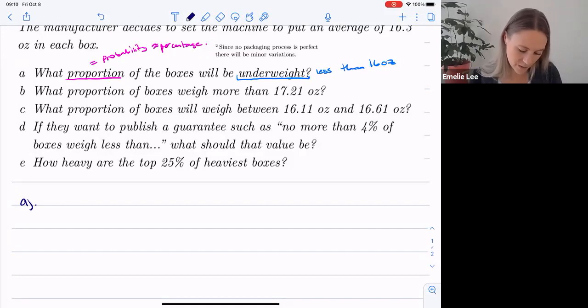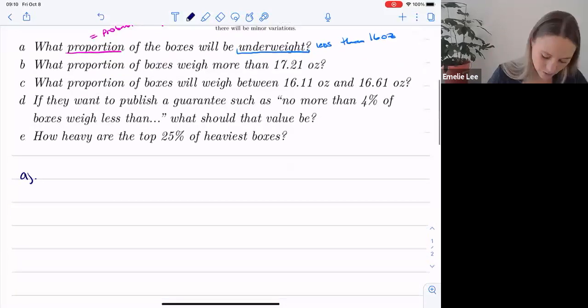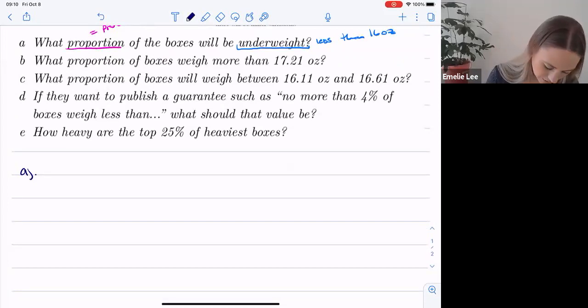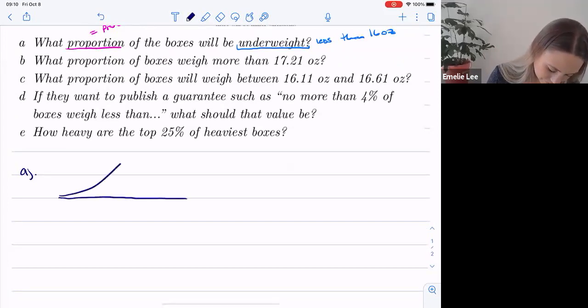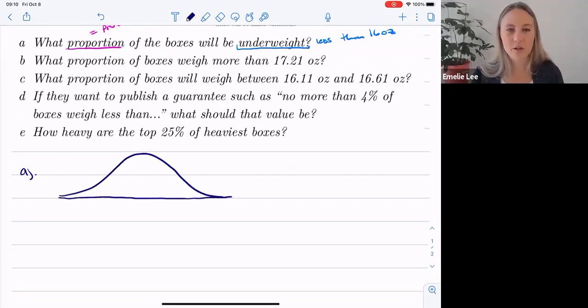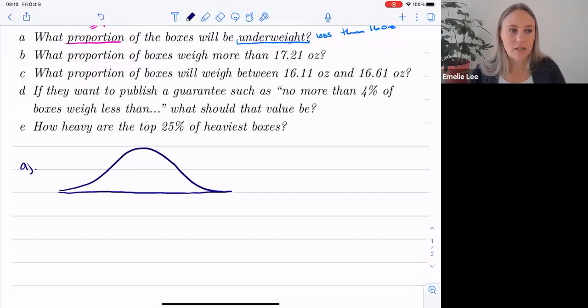Okay, part A: what proportion of boxes will be underweight? The first thing I want you to do, even if it doesn't make sense right now, is to draw the curve. So draw the normal curve. It's so funny, everyone's always the same: I don't need to draw it, I understand the question. Okay, great. Still draw it though, because there's going to come a time where you need to wrap your head around the question, and drawing it is going to be the easiest way. So if we start out drawing them, that's going to be a good thing.